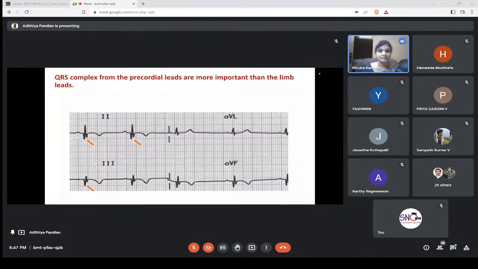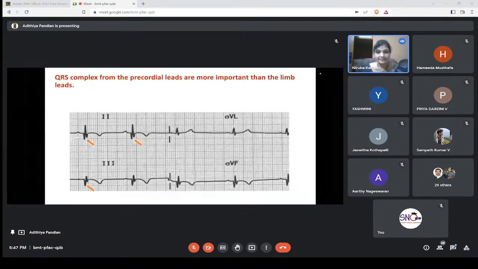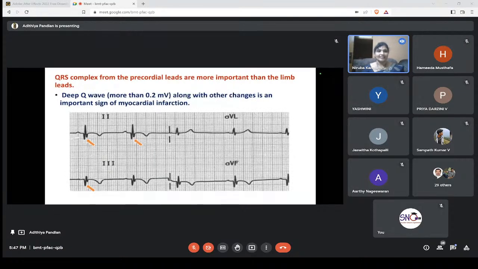You can put the next. What do you see here? What is the finding you get here in the QRS? We get a deep Q wave. Next, please. Sorry for that. Okay, a deep Q wave, more than 0.2, can be seen in myocardial infarction. These are the deep Q waves. Next.